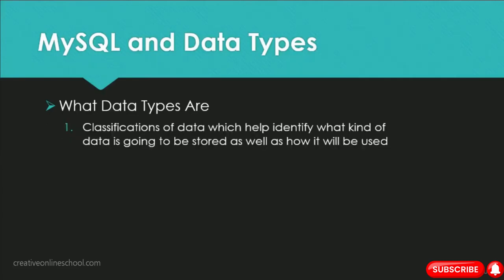So let's get started by going over what data types are. Data types are classifications for data that help to identify what kind of data is going to be stored, as well as how it will be used.